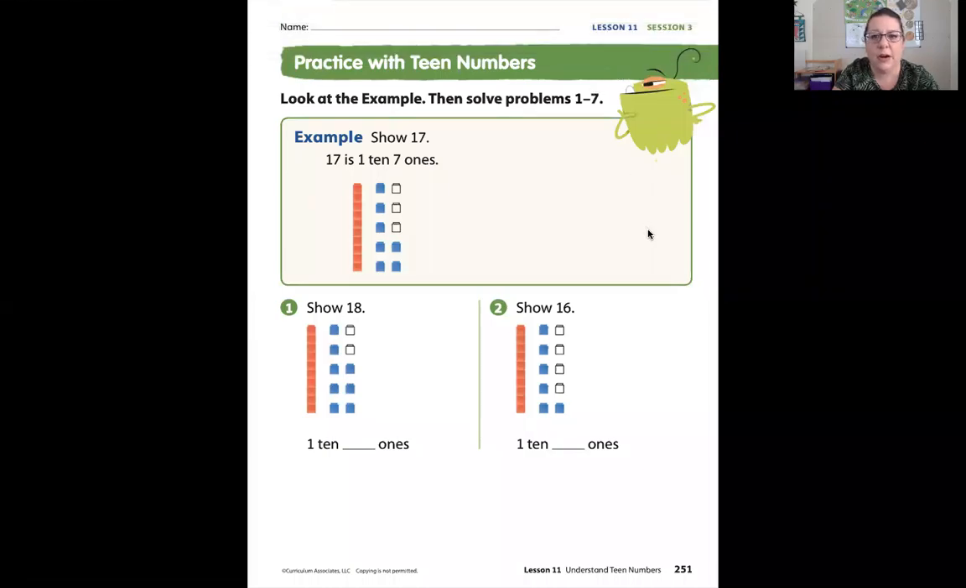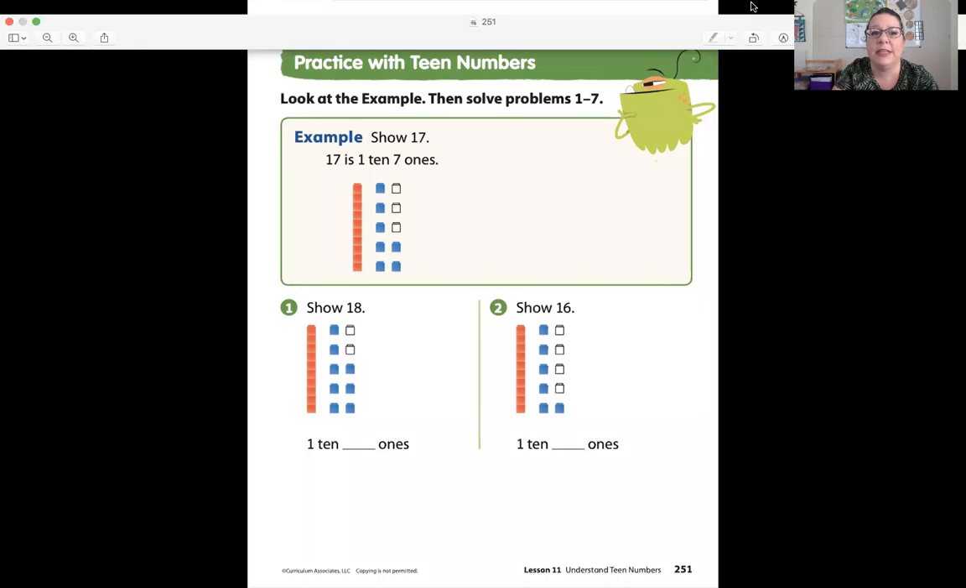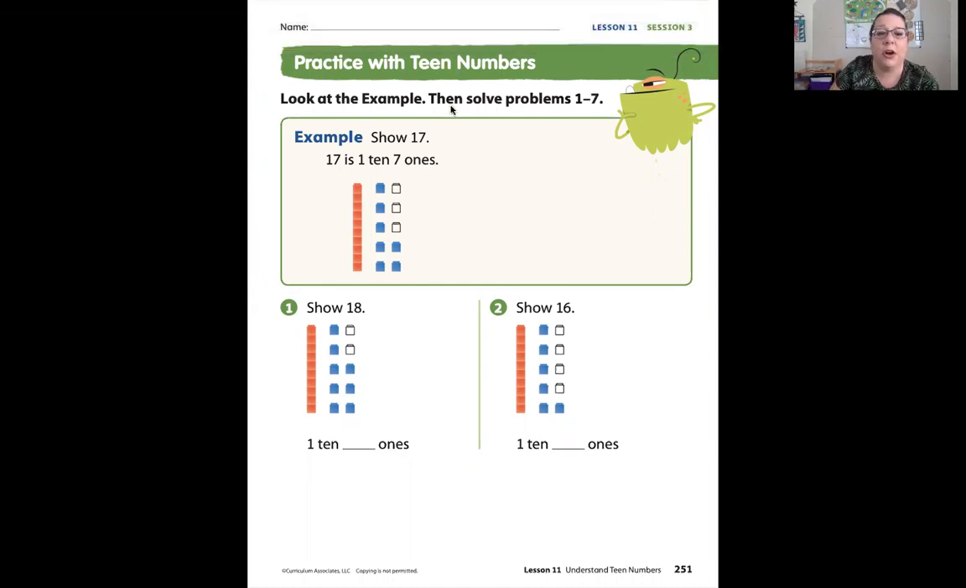All right, we are on page 251, and we are practicing our teen numbers, and we are identifying what these teen numbers are. Remember, let's write all of our teen numbers. Our teen numbers always have 1 ten and at least 1 one. 1 ten and 2 ones, 1 ten and 3 ones.